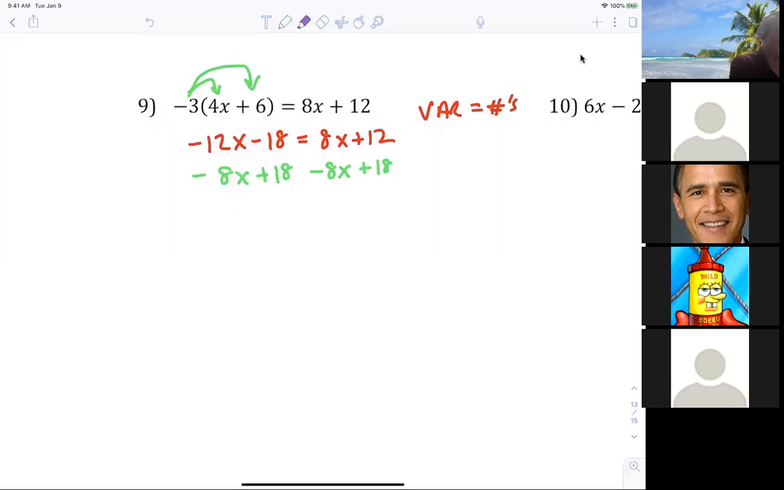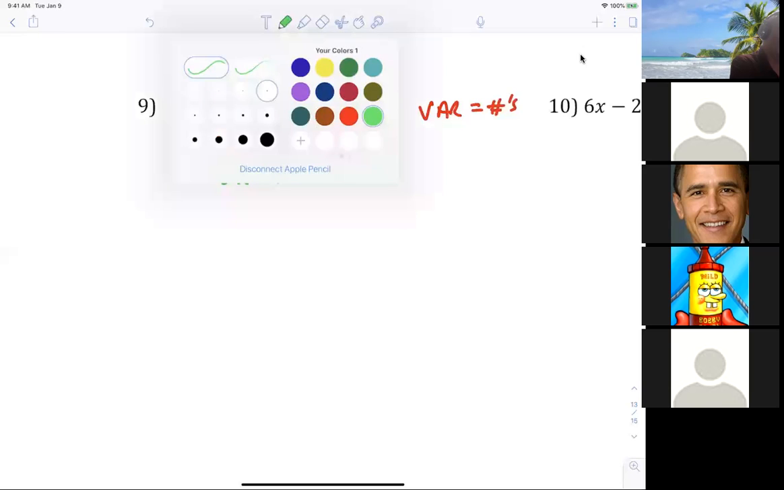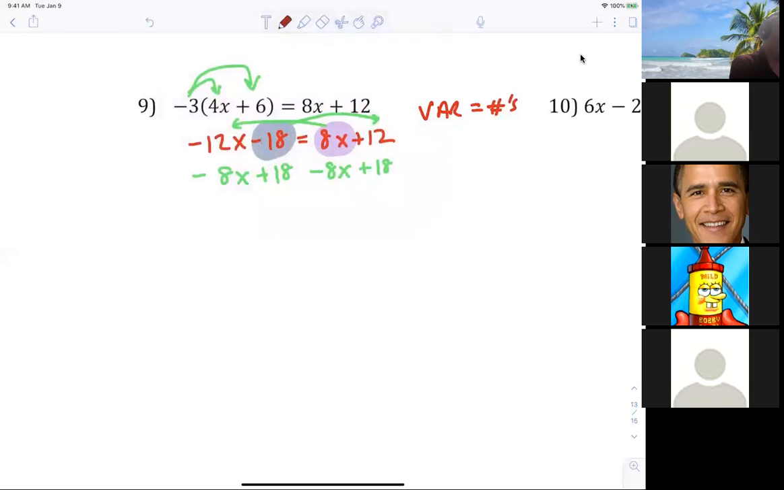So now you're supposed to look at this and say 8x is in the wrong spot and negative 18 is in the wrong spot. So I need negative 18 over on this side and I need the 8x over on this side. Yeah, I accidentally brought the addition sign down from the parentheses. Yep, that's the most common mistake. Now you learned something. Very good.